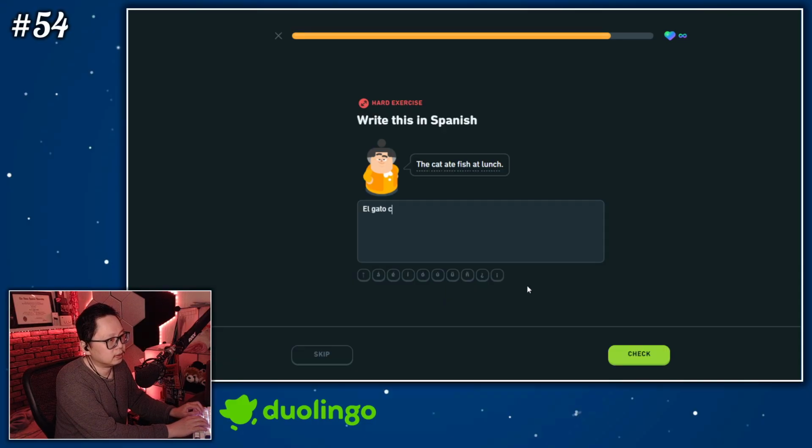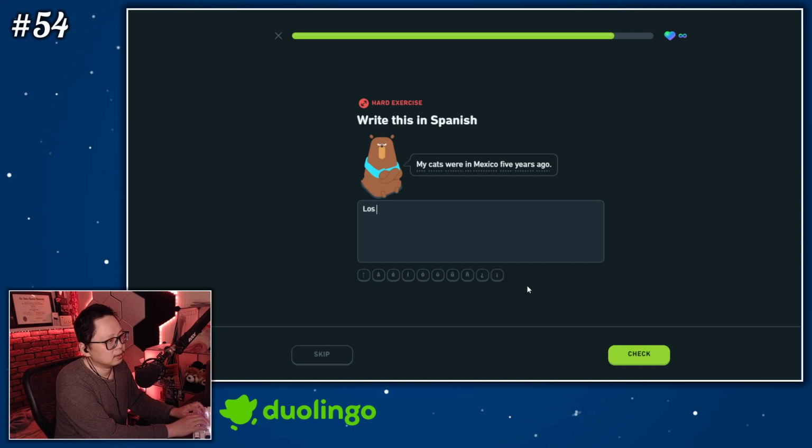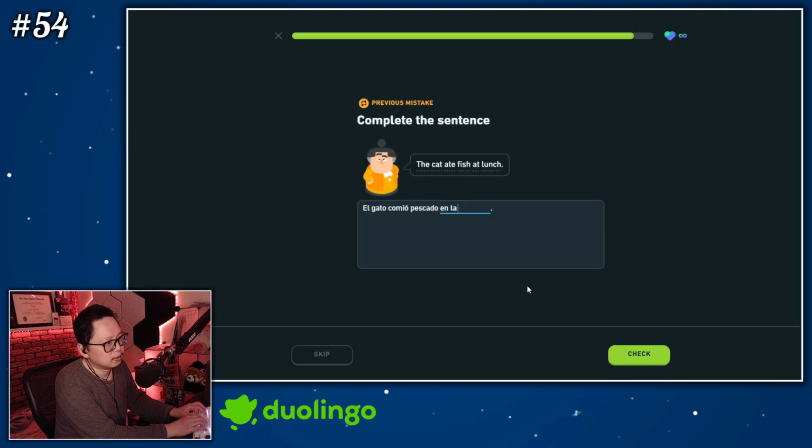El gato comió pescado. Pescado at lunch. Para almuerzo. En almuerzo. Ah, okay. Los gatos. Oh. Mis gatos estuvieron en México hace 5 años. En el almuerzo.